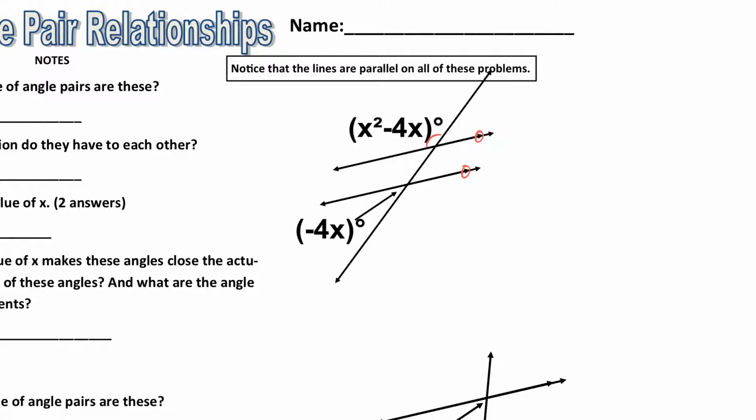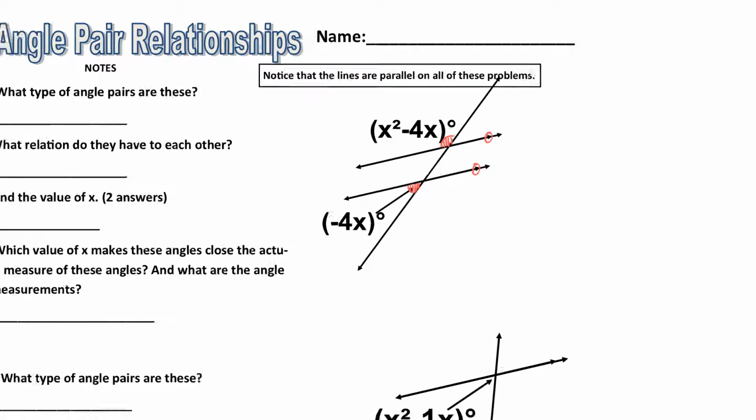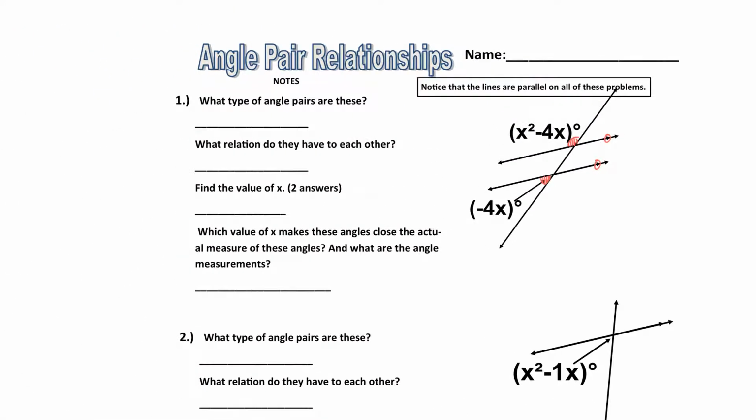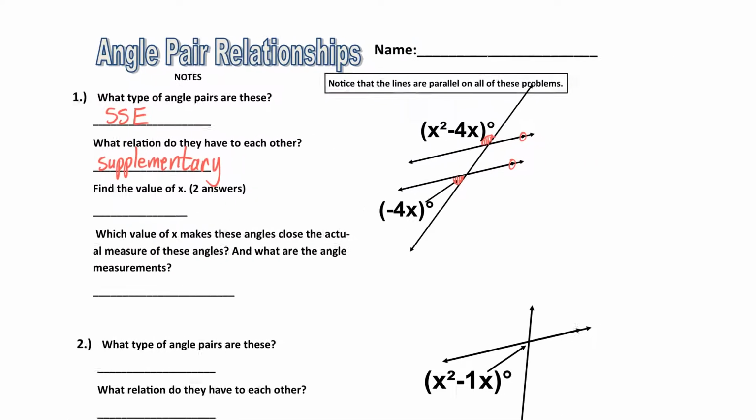So let's think about it. This angle right here and this angle right here, what type of angles are those? They're same side exterior. And if the lines are parallel, what's true of them? They are supplementary. So what does supplementary mean? Equals 180. They add up to equal 180.